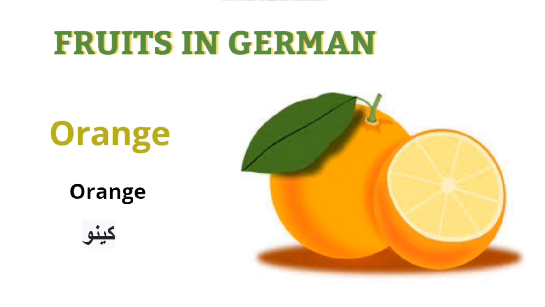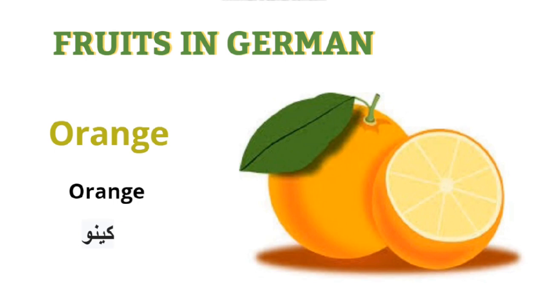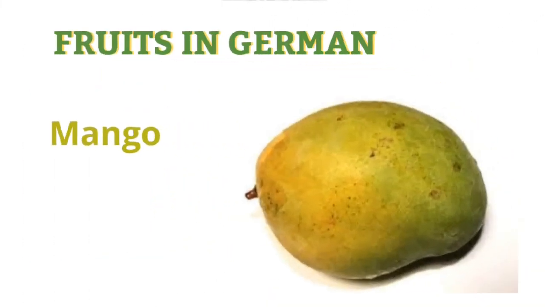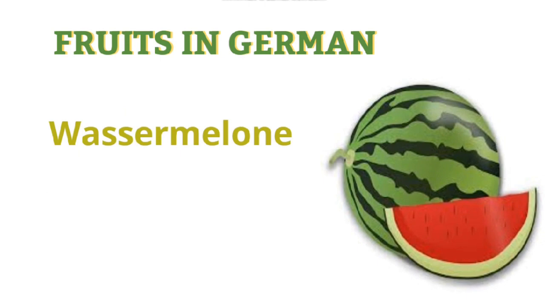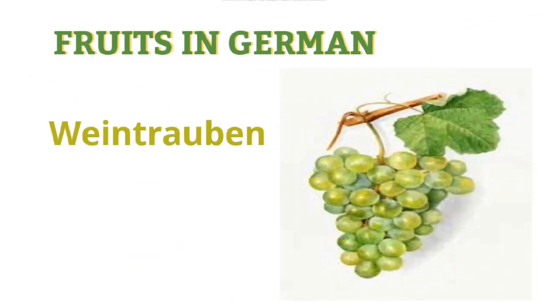Now move to the next fruit, that is Mango. Mango, which means mango in English. Next fruit is Wassermelone. Wassermelone, which means watermelon in English. And the other fruit is Weintrauben. Weintrauben, which means grapes in English.